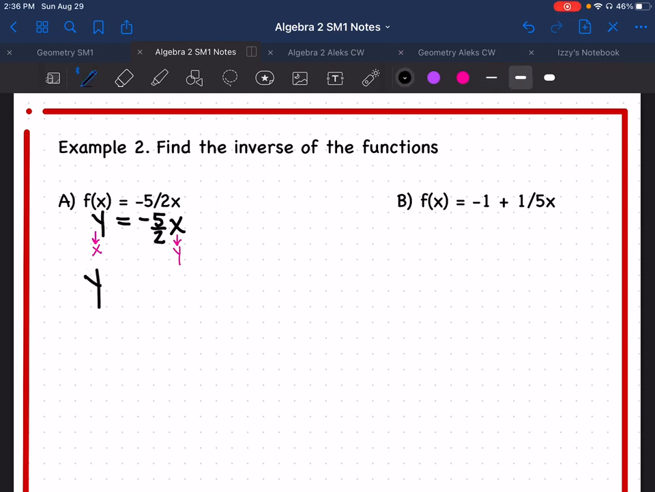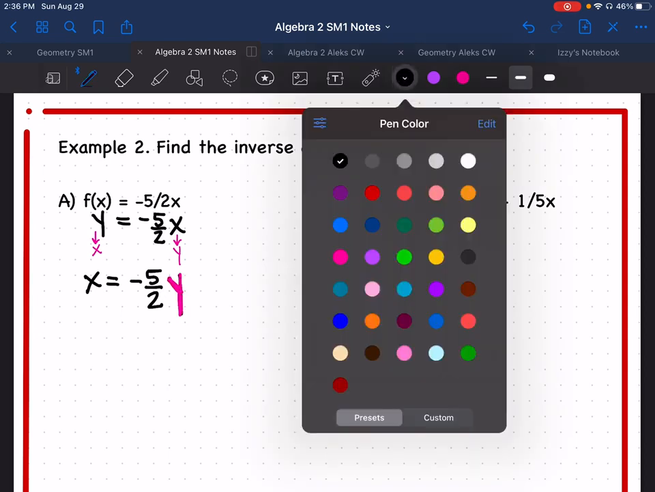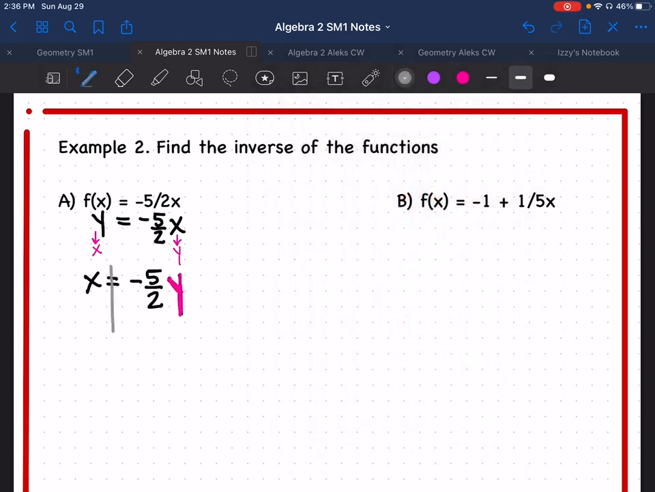All right, so y equals negative 5 over 2y. I need to get that variable y, that letter, completely by itself. Don't forget, your equal sign stays where it is. You're just kind of squishing everything towards it.